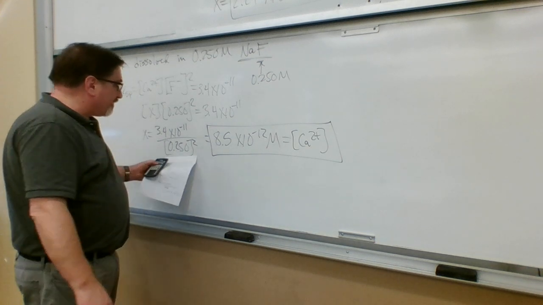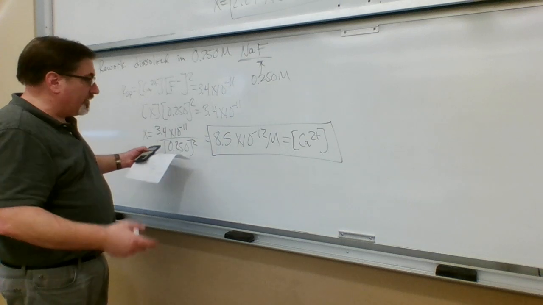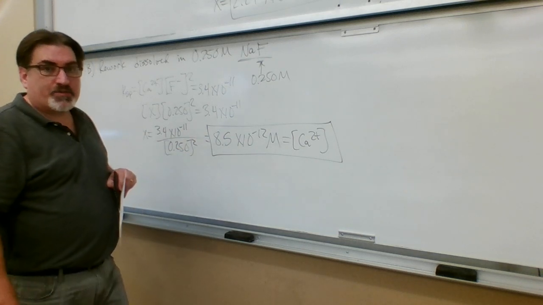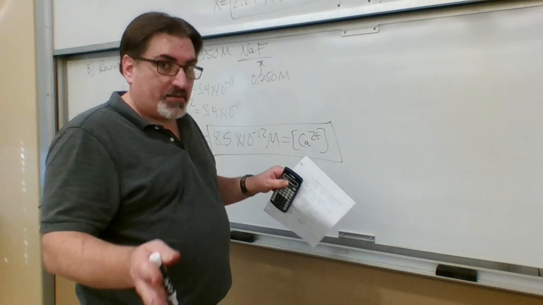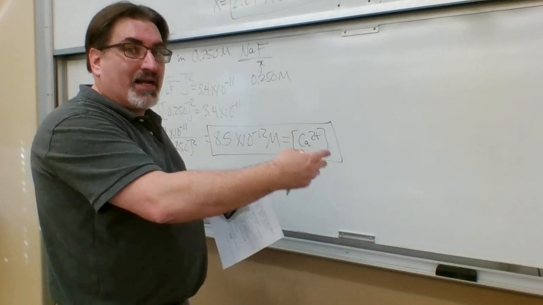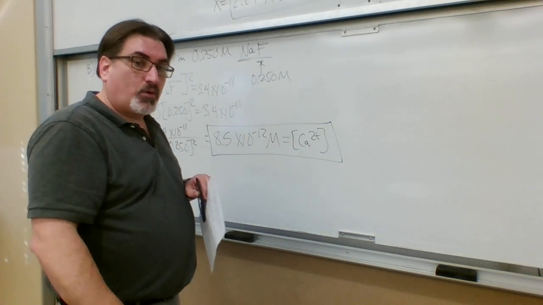So any additional fluoride ion that we put in from 0 on up greatly decreases the calcium ion concentration. And that works for all substances. If you add one of the ions, you decrease its solubility accordingly.